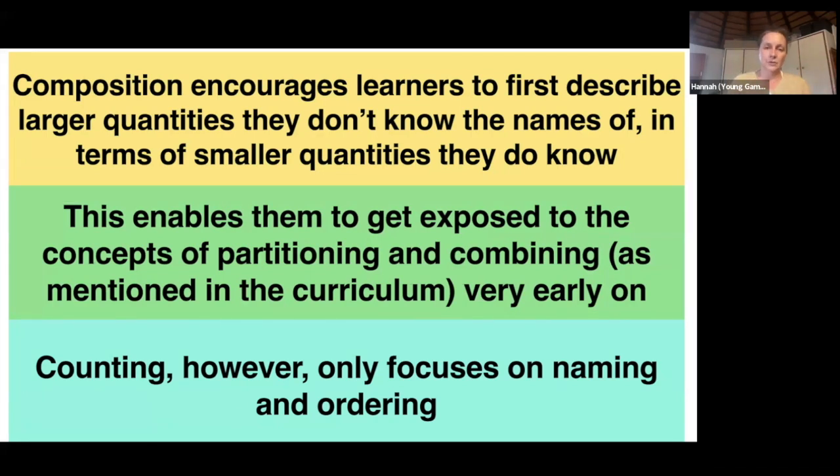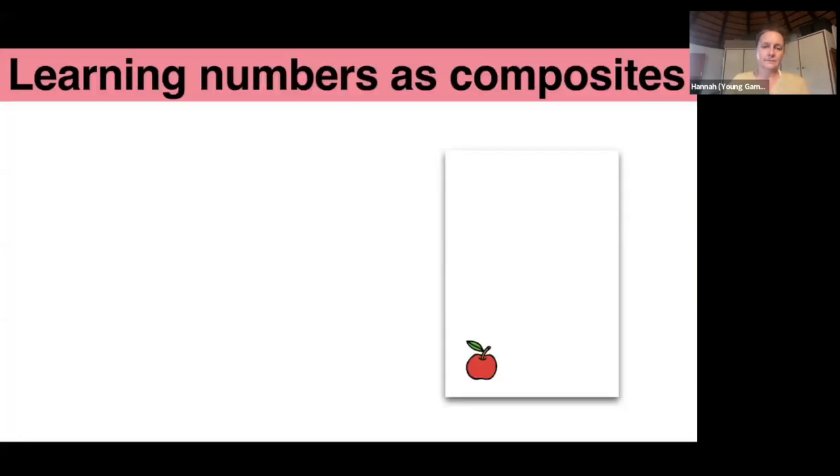They use what they do know to describe what they don't know. And this is the underpinning skill of computing and reasoning we are trying to impart here. It allows them to get exposed to partitioning and combining, which is a part of the curriculum, as stated in the beginning. Counting, however, only focuses on naming. 1, 2, 3. It focuses on the ordering, and it focuses on the name 1, the name 2, the name 3. And the learners don't always even get an idea of the magnitude or the value of the quantities.